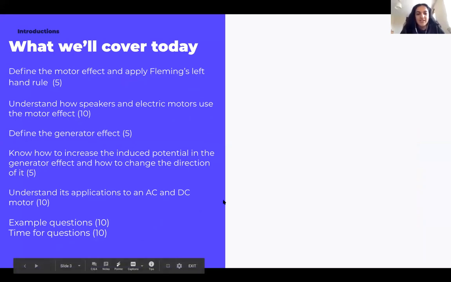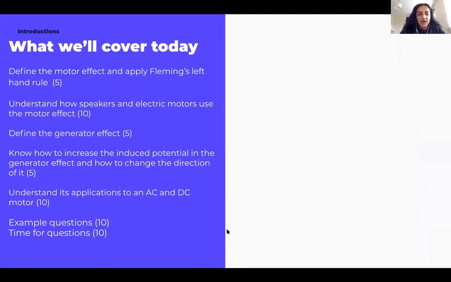Cool. Okay, so today we're going to be talking about the motor and generator effect. We're going to be talking about how to define the motor effect and this little rule that we have called Fleming's left-hand rule. Then we're going to understand how speakers and electric motors employ the motor effect. Then we're going to know how to define the generator effect, note how to increase the induced potential in the generator effect and how to change the direction of it, and then understand the applications of the generator effect to an AC and DC motor.